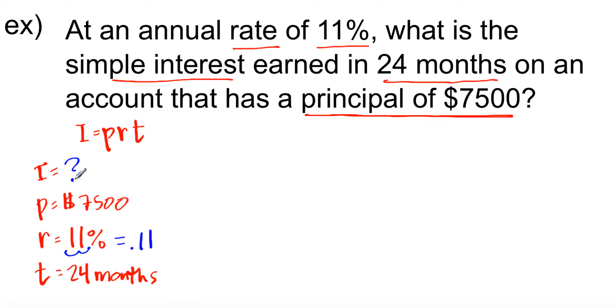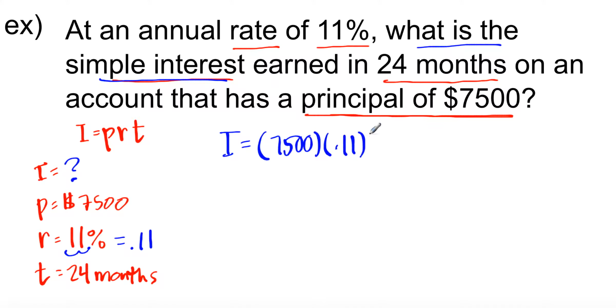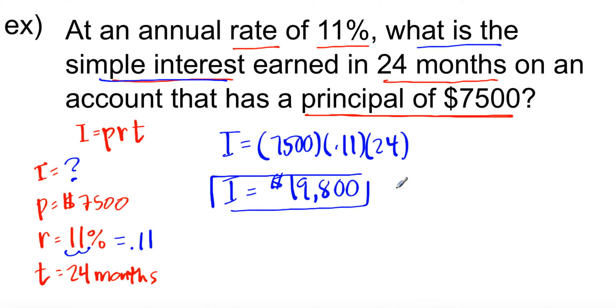And we're going to put a big question mark for interest because that's what we're looking for. So right there it says, what is the simple interest? So we just plug in interest equals principal 7,500 times the rate 0.11 and the time of 24 months. And because you're working on your ACT, you've got your calculator, so you can get through this number crunching rather quickly. Time is of the essence. And our interest is 19,800.